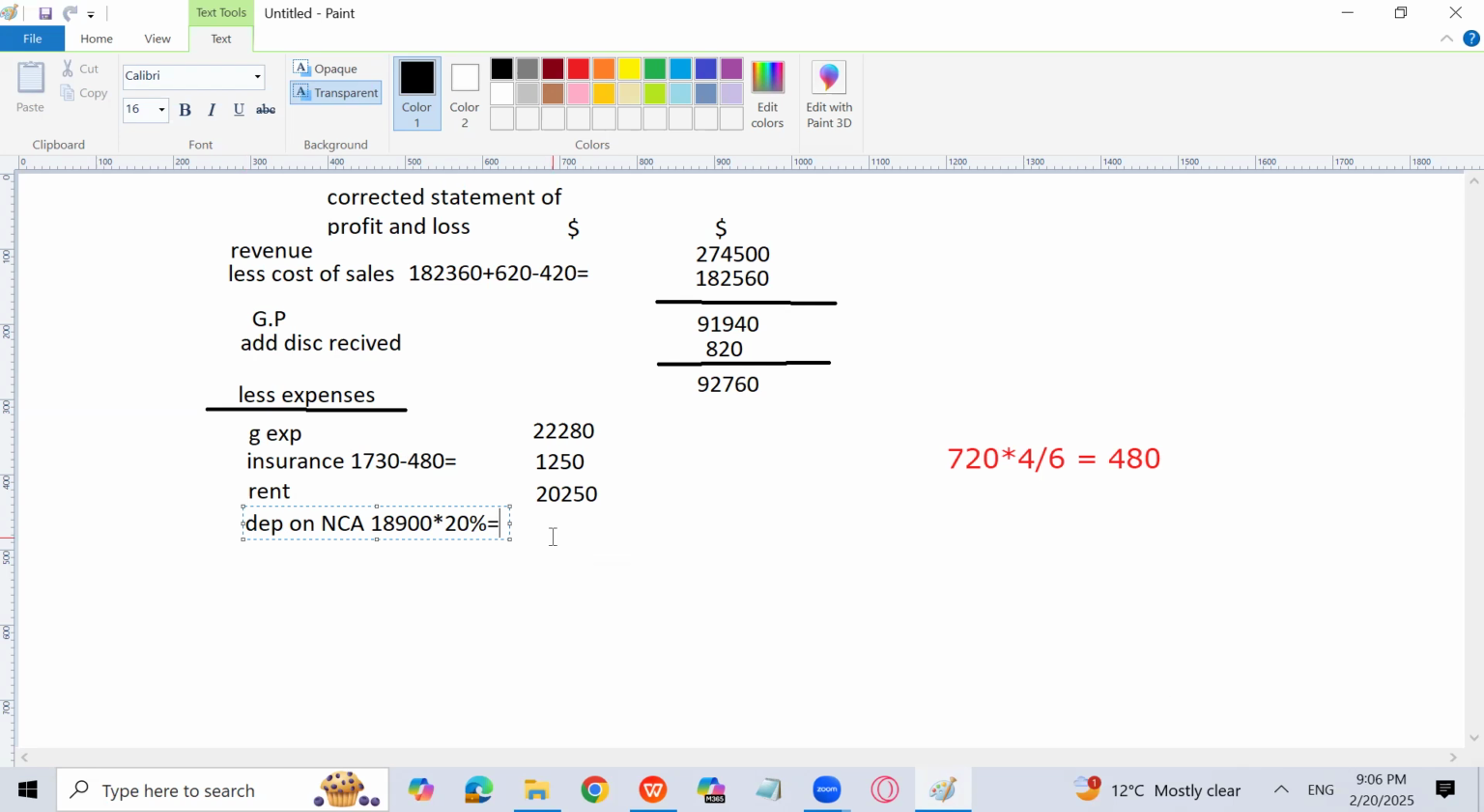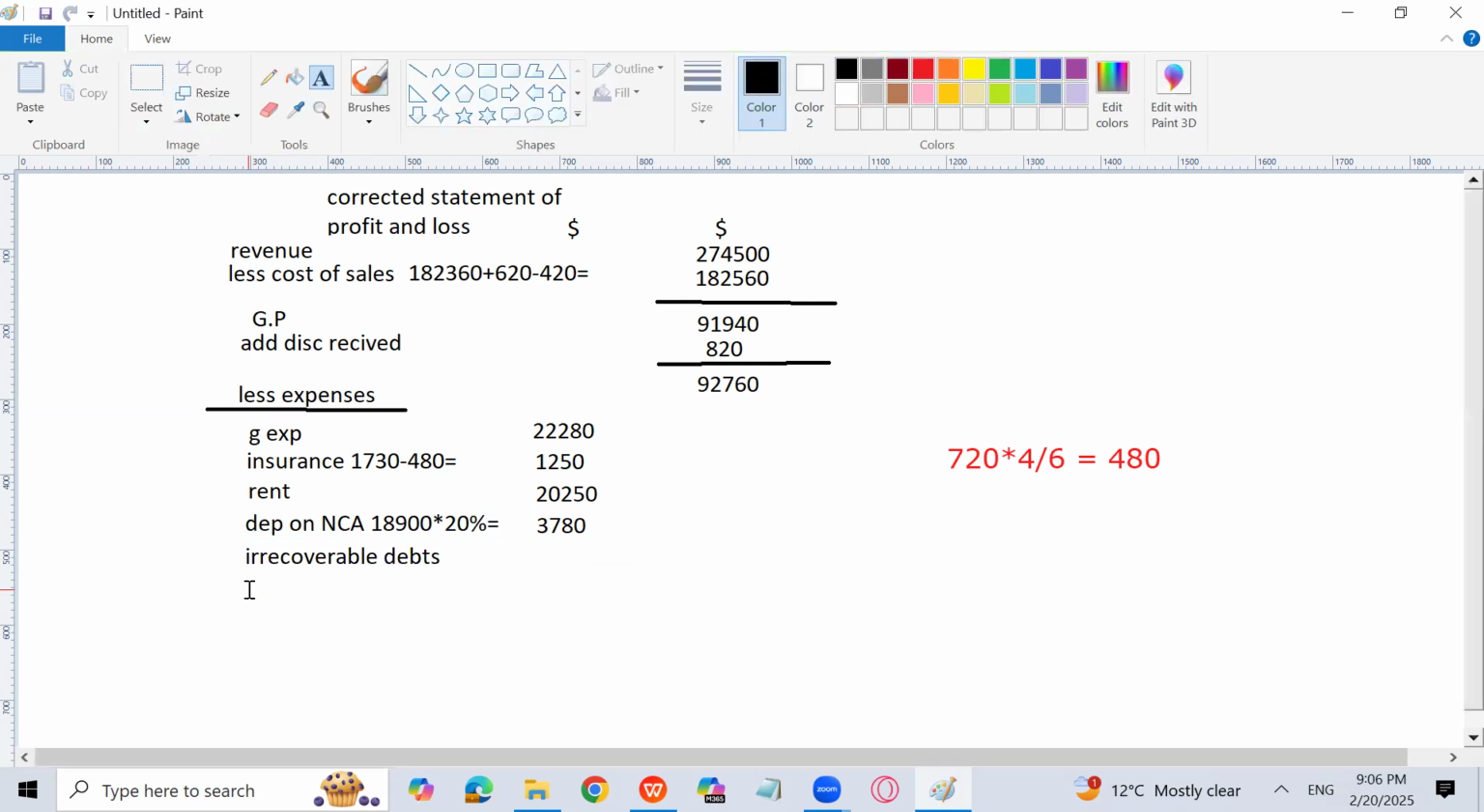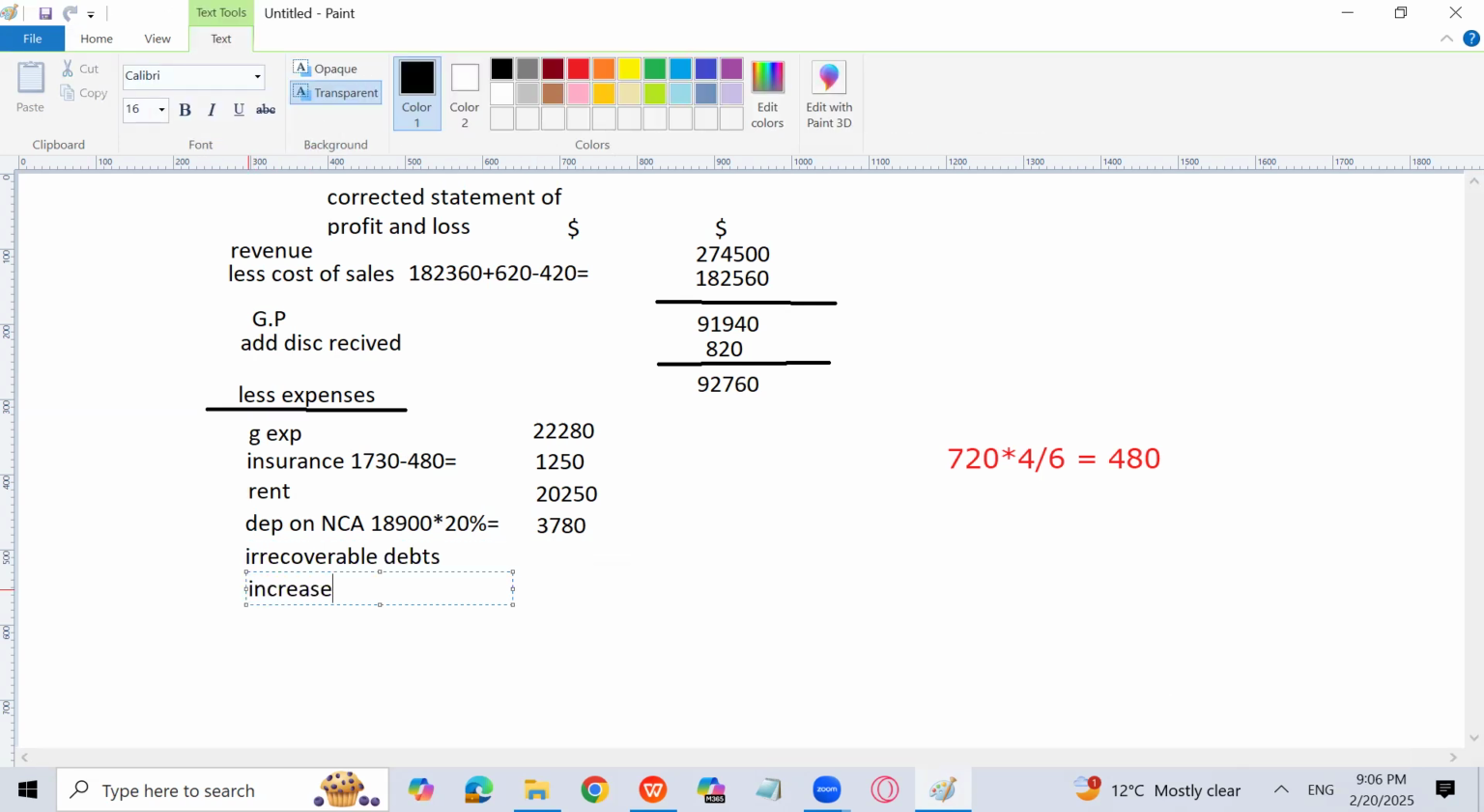That is 3780. So I will write here 3780. Then comes the expense of irrecoverable debts. Normally it was called bad debts, but now the name has been changed. Usually it is now called irrecoverable debts. Then comes increase in provision or increase in allowance for irrecoverable debts.